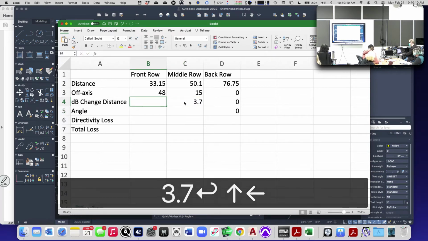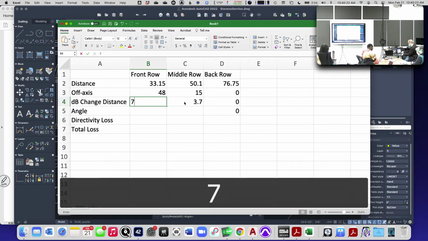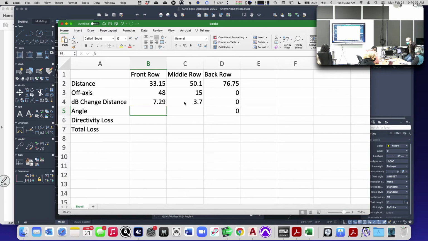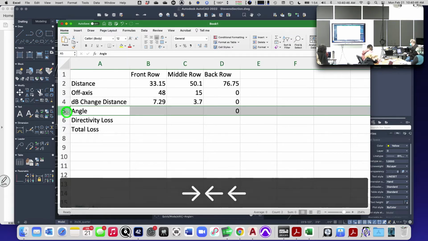All right. What about front row? 20 times the log of 76.75 divided by 33.15. 7.29. Kai says 7.29. Okay. That is the same thing. You would not hear a dB difference of 0.19. All right, cool. Well, I've done this twice here. I guess I don't need that cell, do I?